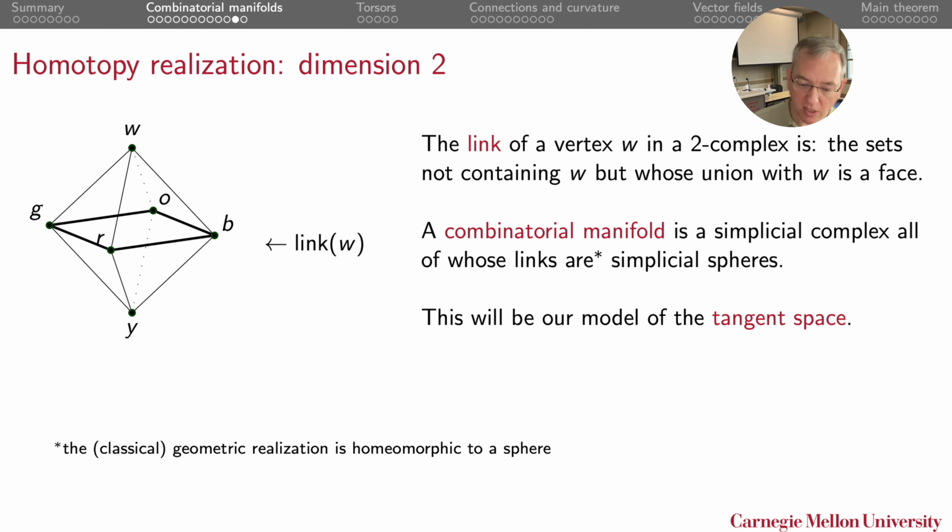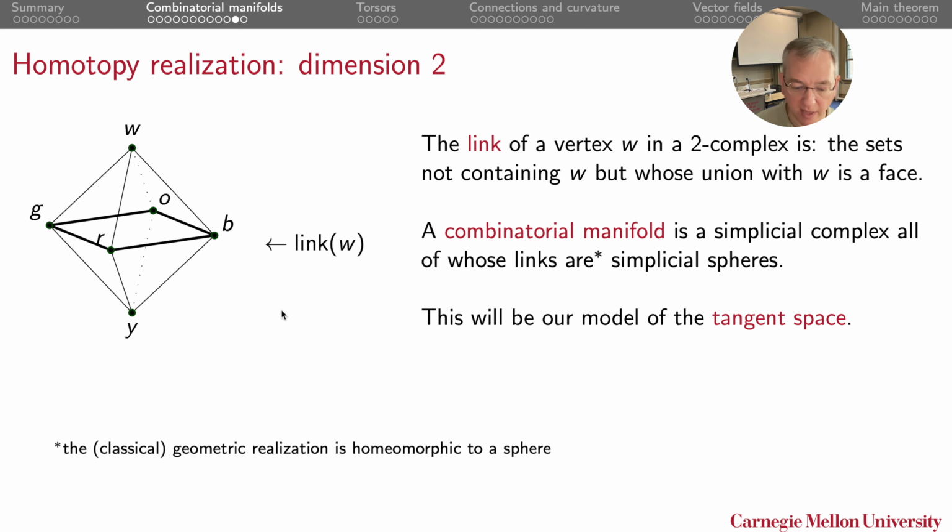The sets not containing W, but whose union with W is a face. Now that language is meant to just give you the faces that are nearby to W, so that when you union any one of those faces with W, you get another face. So in the case of a 2 complex, you'll get this ring, this circle, polygon, that are the neighbors of the vertex in question, the neighbors of W, and the edges joining them to each other. Because after all, the edge GR, if you union it with W, you get this face.